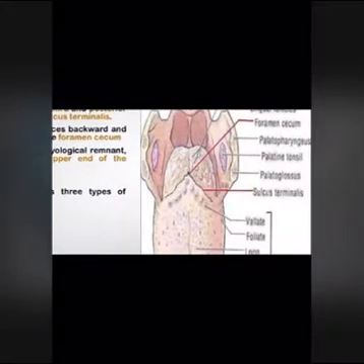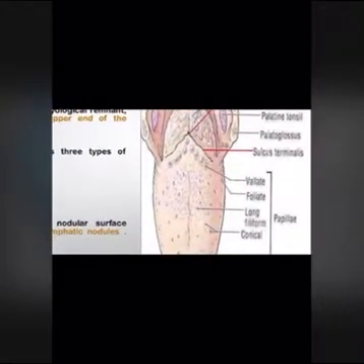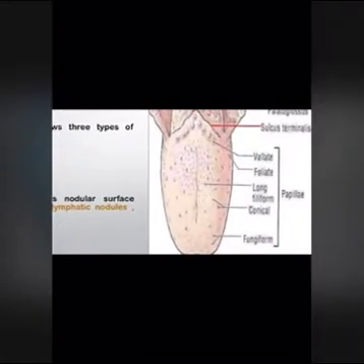You can see in this picture the foramen cecum on the apex of the sulcus terminalis. This is the sulcus terminalis, V shape. And you can see the three types of papillae: filiform, fungiform, and vallate.